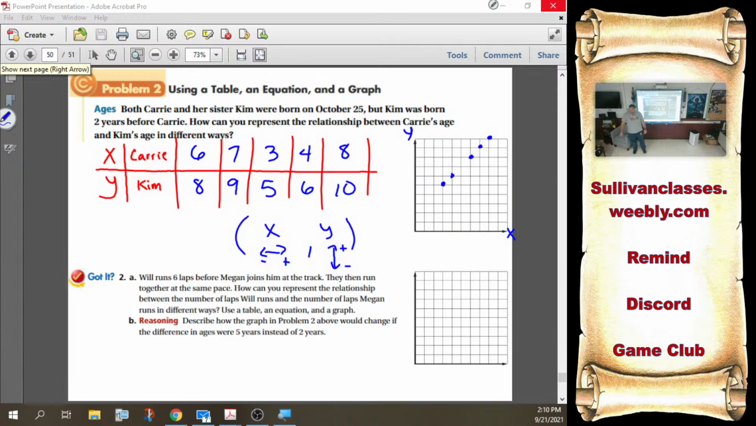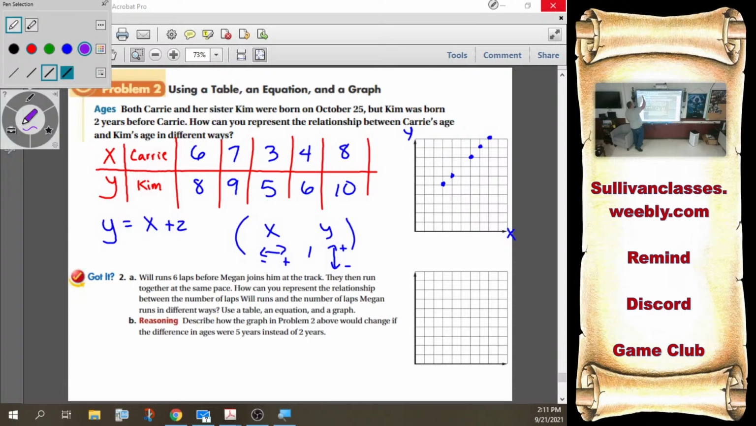Okay? Now, Tommy, what did you say back there? You start making slope. It's a ratio. Technically, we're going to get these later. Well, I just made a table. I also made a graph. Could I write this as an equation, as a balance? We said that Y, Kim, was always, what did I do to Carrie's age every single time? Plus 2.